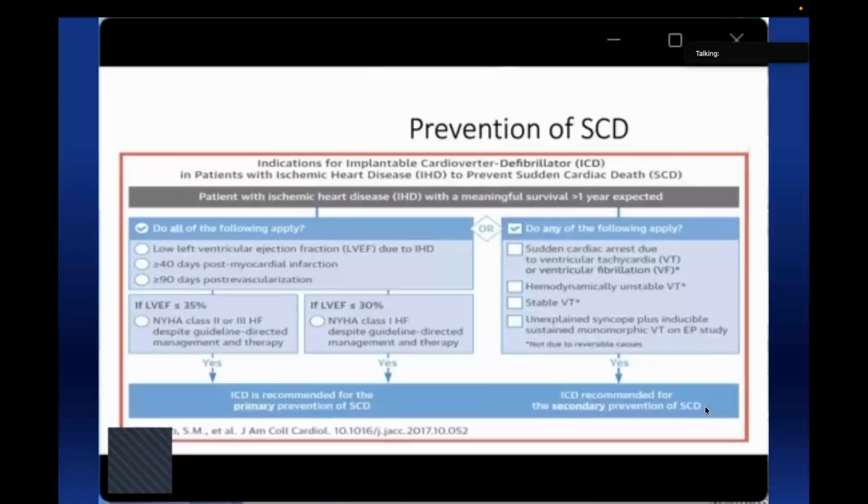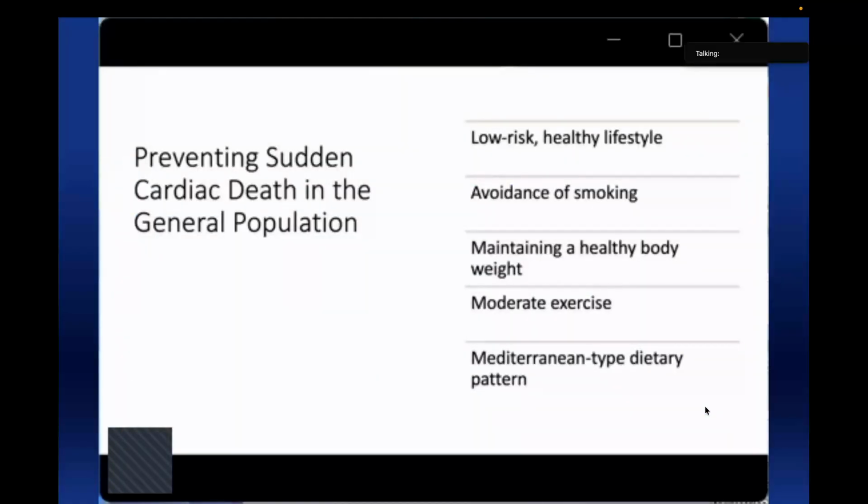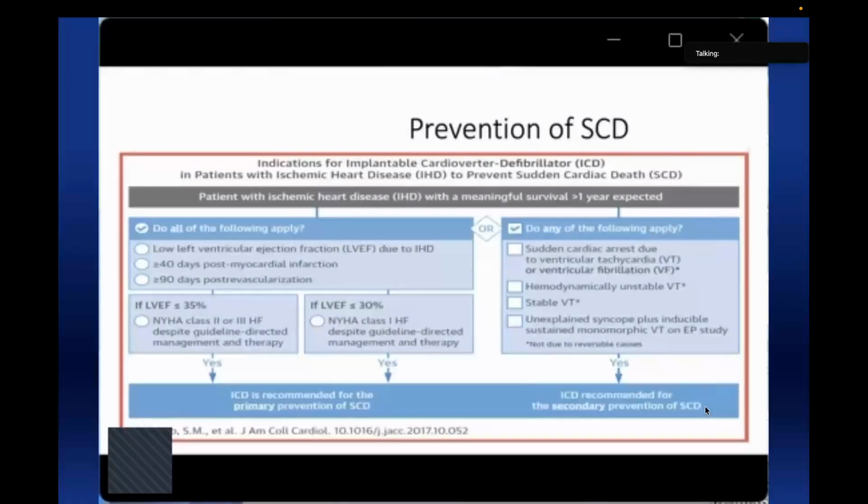If your LV ejection fraction is less than 35% and your patient is NYHA class 2 or 3 heart failure despite guideline-directed therapy, yes, you might want to do ICD. If, on the other hand, your LVEF is less than 30%, yet your patient is NYHA class 1, despite guideline-directed management and therapy, you can have the ICD for primary prevention.